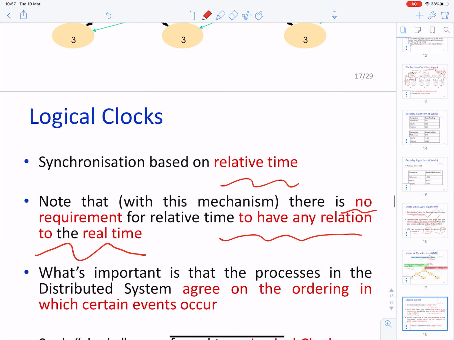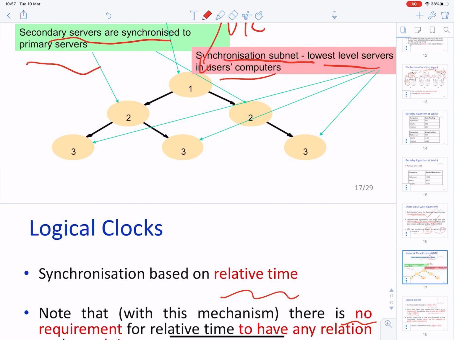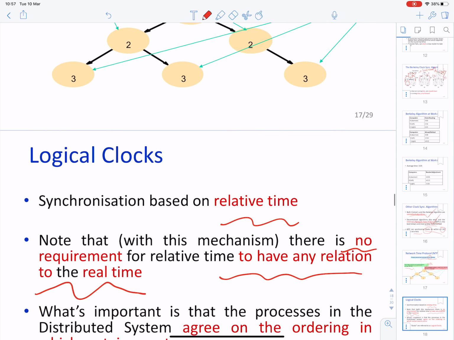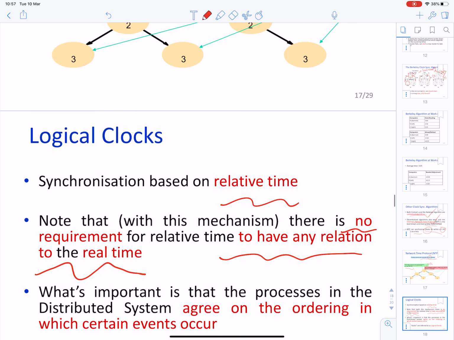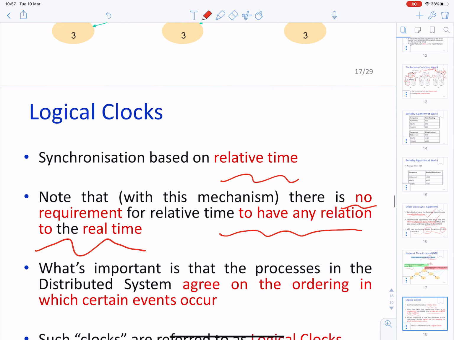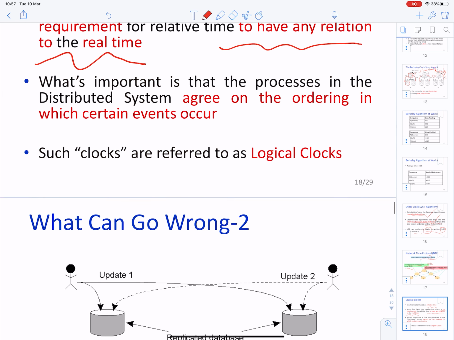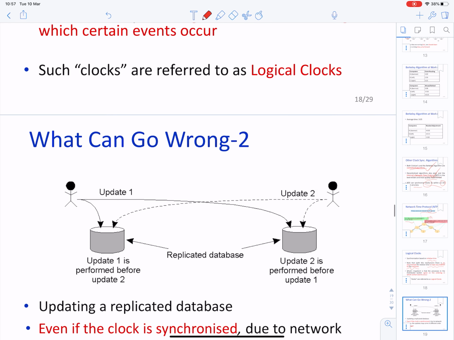Logical clock synchronization is based on relative time, and with this mechanism there is no requirement for the relative time to have a relation to real time. What is important is that the processes in the distributed system agree on the ordering in which events occur. Such clocks are referred to as logical clocks. So what can go wrong? We can get an inconsistent updated database.